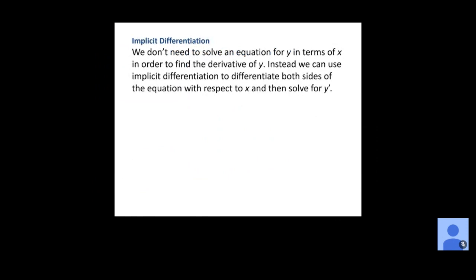Okay, so with implicit differentiation, we don't actually need to solve the equation for y in terms of x to find the derivative. Instead, we can actually use implicit differentiation, differentiate both sides, and then solve for y prime. So you're going to see when we take these derivatives, what we have to remember, because it's technically going to be like a chain rule as we go through each of these, and then we just have to get y prime by itself once we've taken the derivative of both sides.